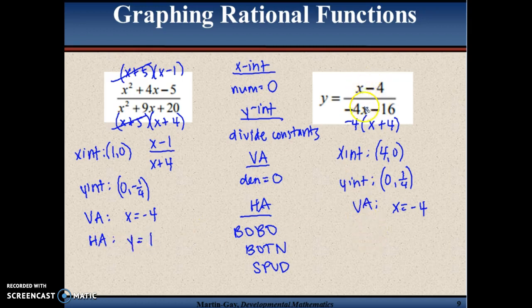Over here, I have x to the first over x to the first. Again, same power, you divide. So I get 1 divided by -4, which is just -1/4. So my horizontal asymptote is at -1/4.